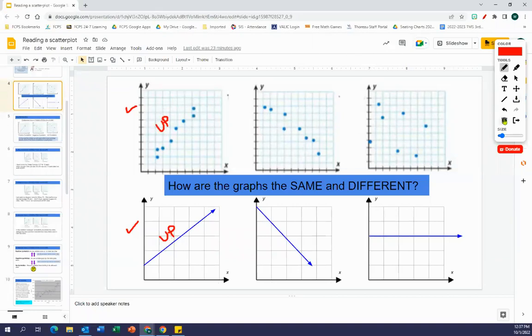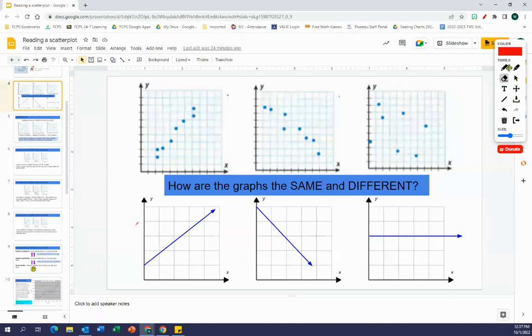Now I can't call the top one a function because let's take a look. There are some dots that are stacked on top of each other, right? And we know if we do the vertical line test, it would fail. And so we wouldn't call this one a function, we call it a scatter plot. So let's erase those and talk about our second pairing.